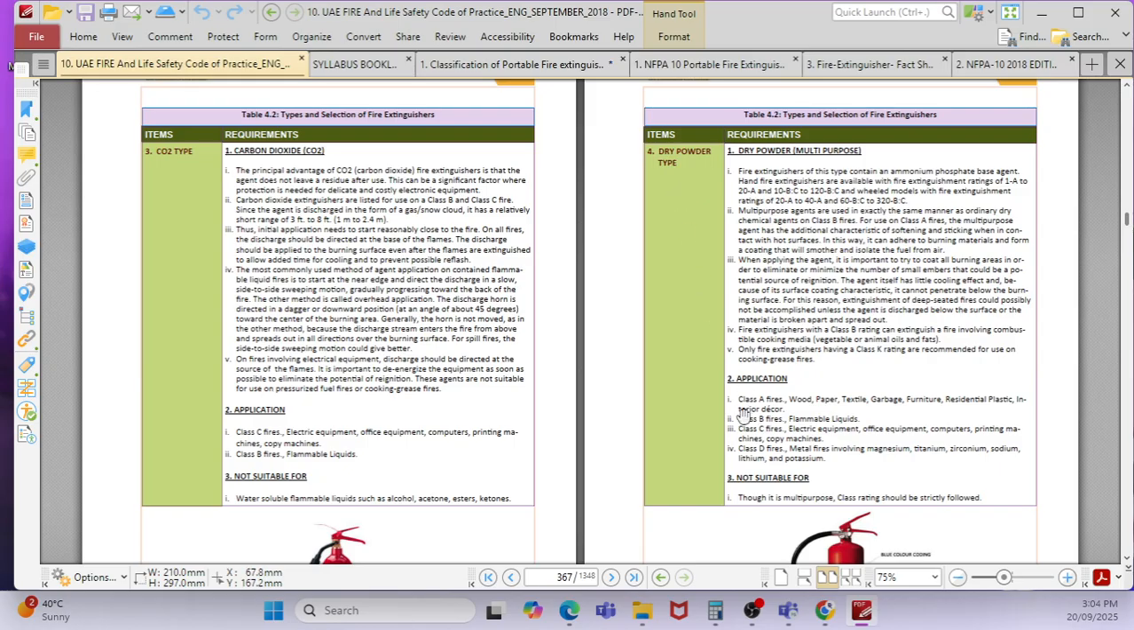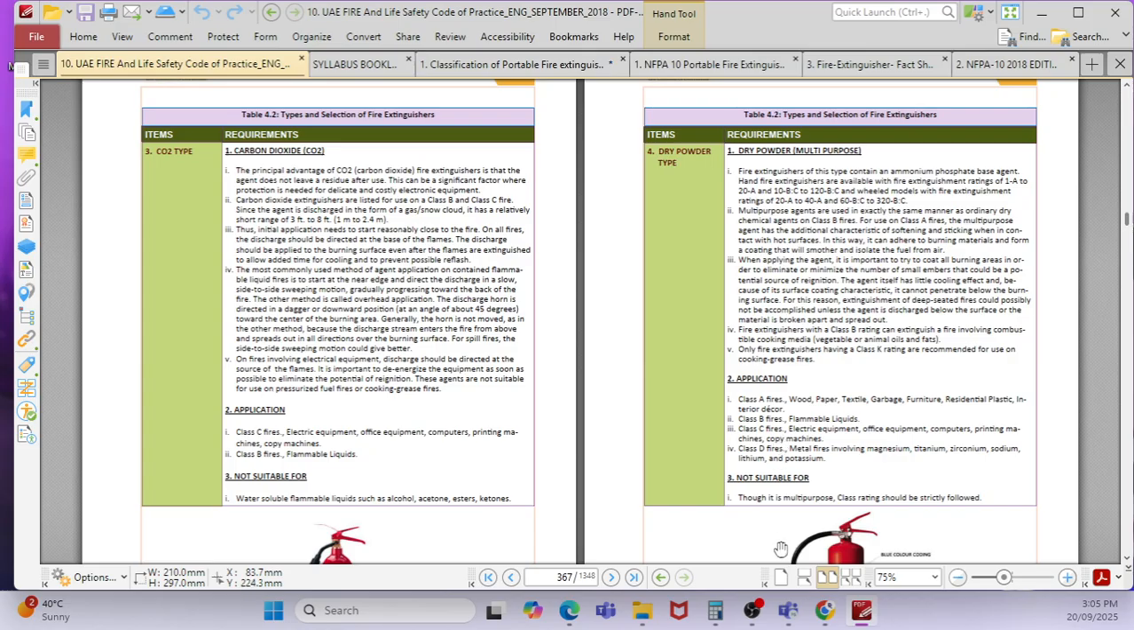Okay, so when you see this fire extinguisher, it contains an ammonium phosphate agent. Hand fire extinguishers are available with fire extinguishing ratings ranging from 1A to 20A, and 10B-C. So this explanation was given before, right? What do you mean by 1A? That amount of gallon. So multi-purpose agents are used in the same manner as the ordinary type. And when applying the agent, it is important to try to coat all burning areas, in order to know how to use it.